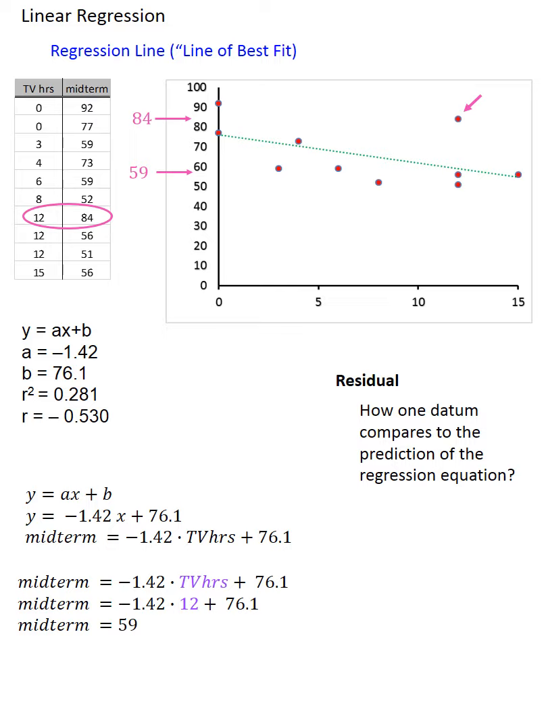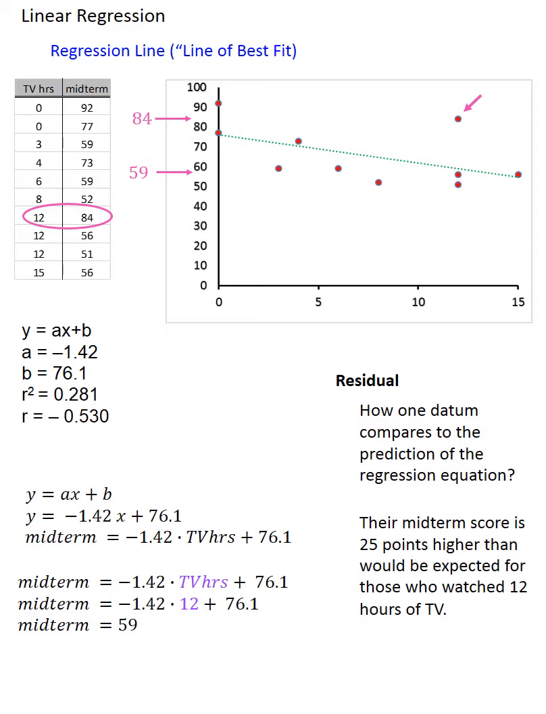Well, I subtracted on scratch paper, and I found out that this person scored 25 points higher than would be expected among those who watched 12 hours of TV. And so we say that that person's residual is positive 25. And take a look at the graph. It represents the distance, in this case above the regression line.